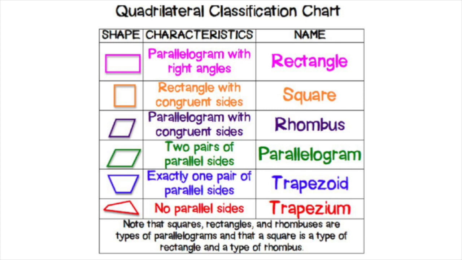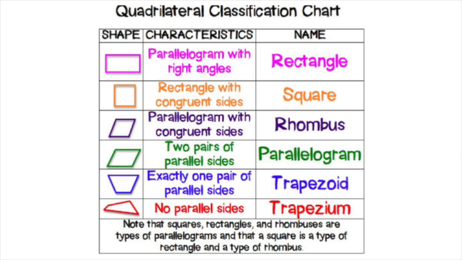For example, a rectangle is a parallelogram that also has four right angles. So notice how it also has the two pairs of parallel sides. A rhombus is a parallelogram where all sides are congruent, so they're all the same length. A square is a special kind of parallelogram, it's a special kind of rectangle, and it's a special kind of rhombus because it has two pairs of parallel sides, four right angles, and four congruent sides.